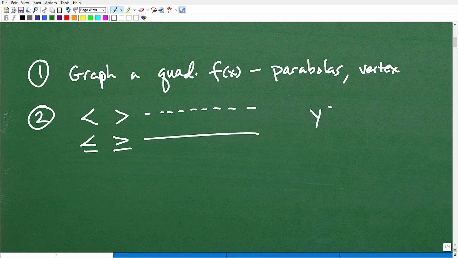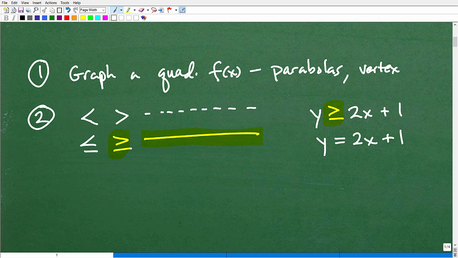Let's say you have y is greater than or equal to 2x plus 1. This is a linear inequality, so you would graph this line. You would think of this as the line y equals 2x plus 1. Graph the line, and then here, because this is a greater than or equal to, it would be a solid line. If it was just greater than, it would be a dotted line, right? And we'll talk about the reasons behind that in a second.